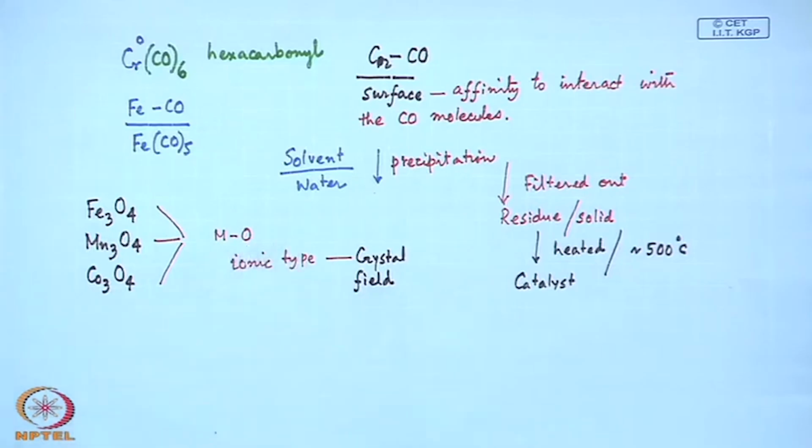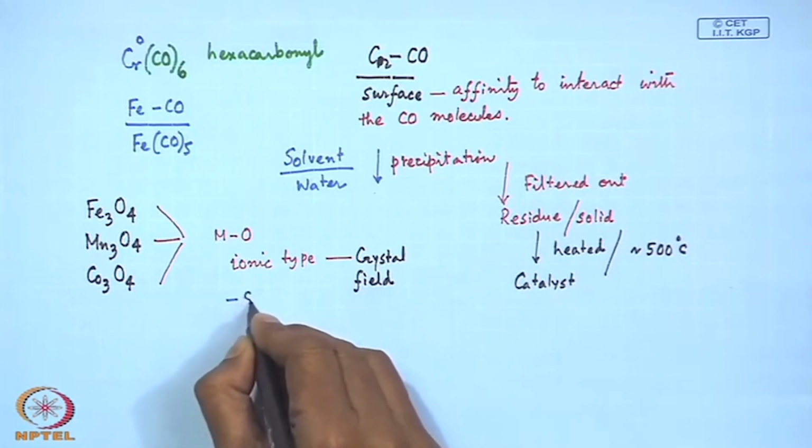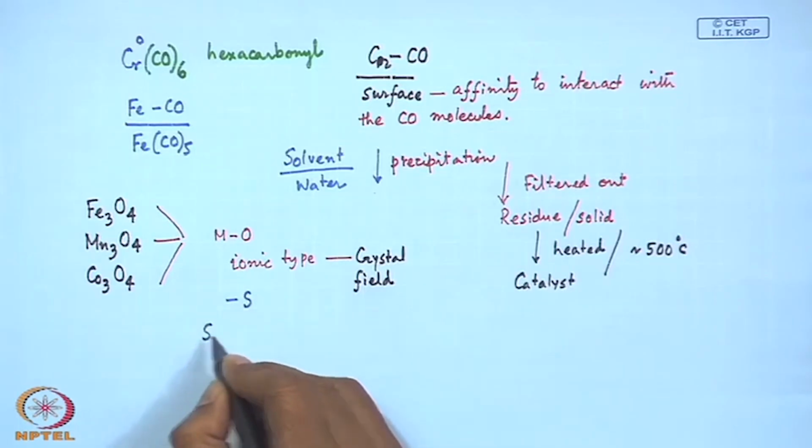Now if we move from these oxide anions to some sulfide anions, because we know that a large number of sulfide based ores and minerals are available in nature.